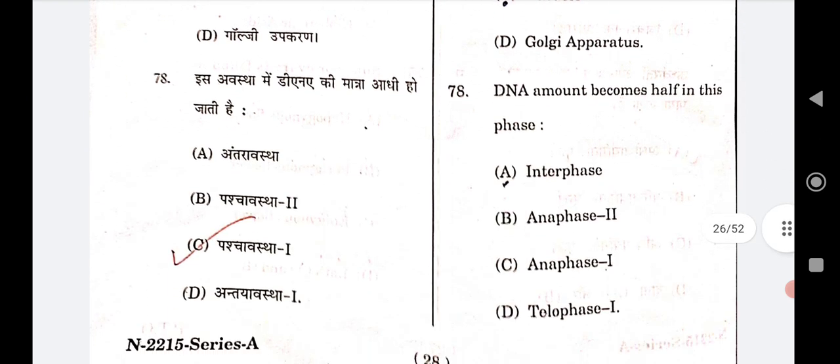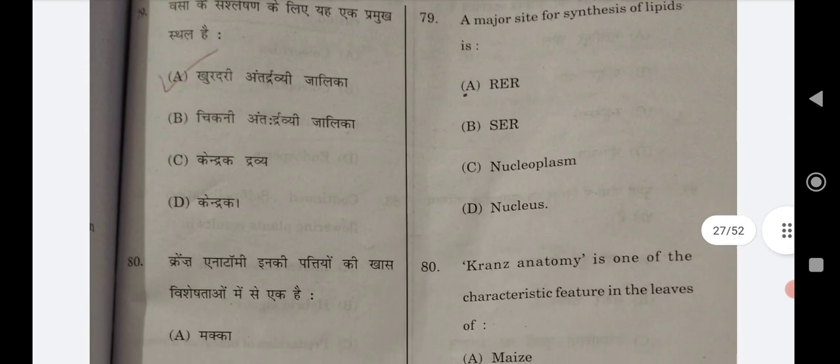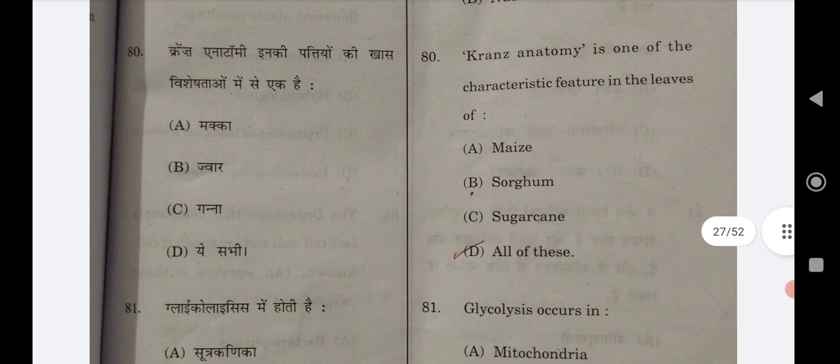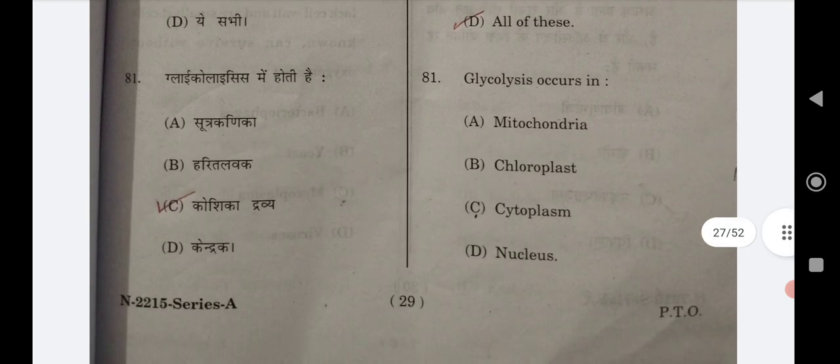DNA amount becomes half in this phase, so correct option is anaphase 1. C is the correct one. A major site for synthesis of lipids, that is smooth endoplasmic reticulum, is the correct one. Kranz anatomy is one of the characteristic features in the leaves of, so all of these: maize, sorghum and sugarcane. So D is the correct one here, that is all of these. Next question is, glycolysis occurs in cytoplasm. C is the correct one.